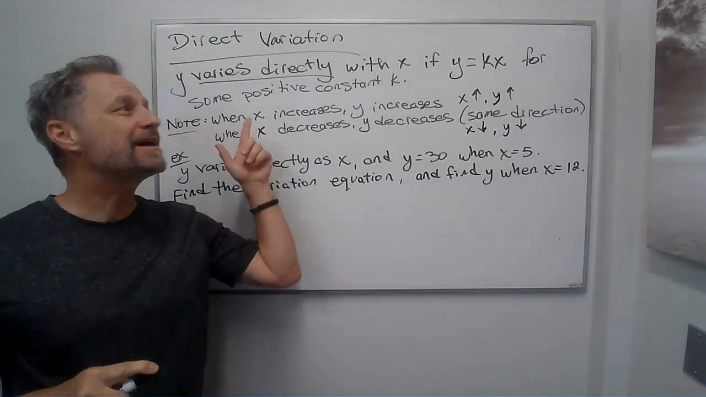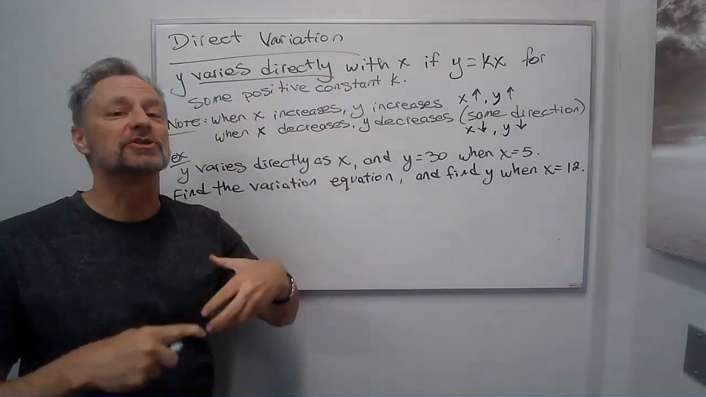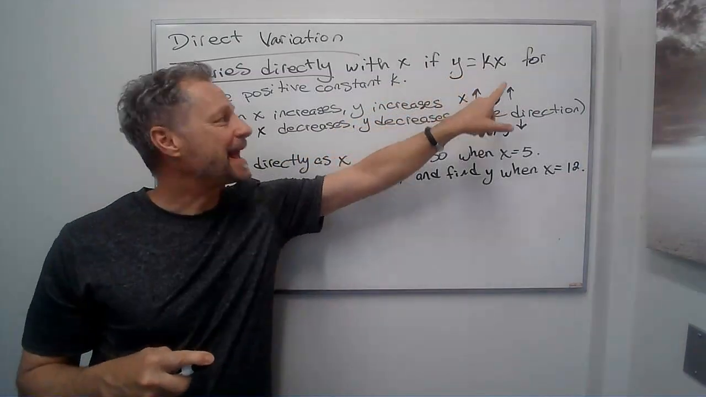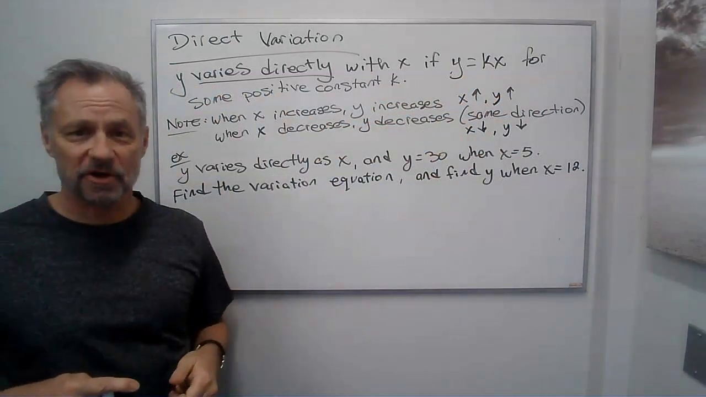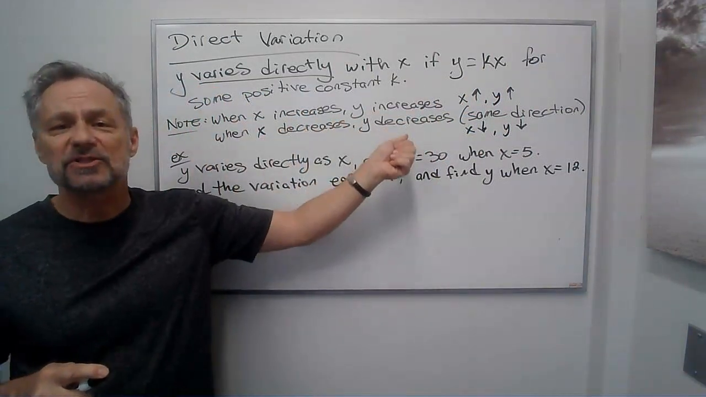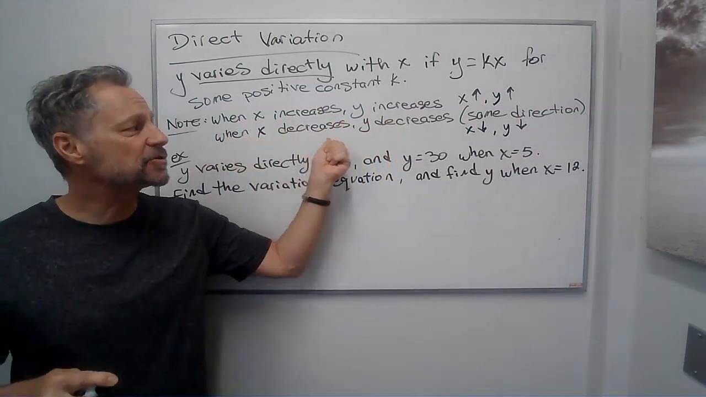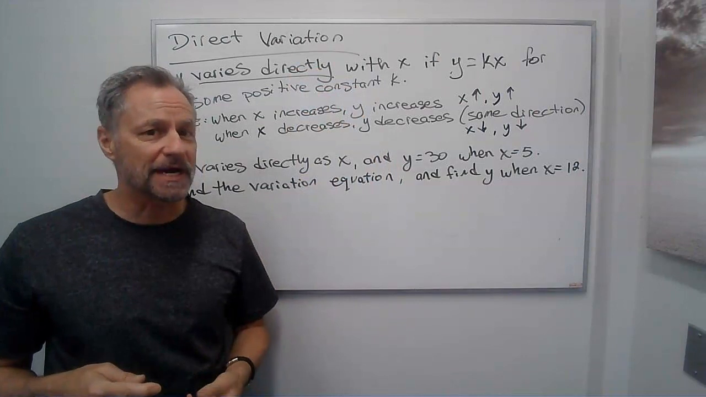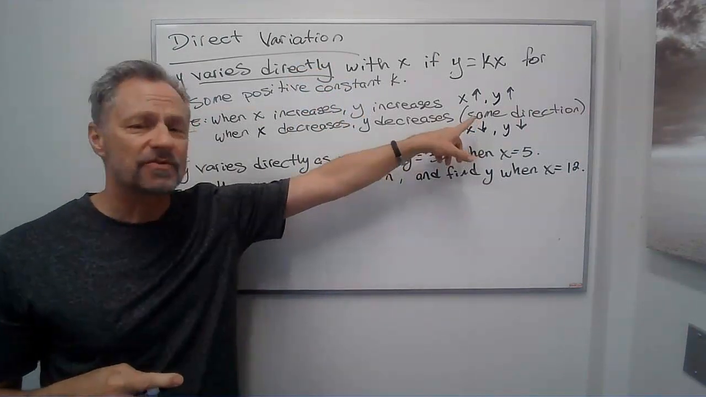If y varies directly with x, or as directly as x, that means that y equals k times x for some positive constant k. And so notice what happens. If x increases, y increases. If x decreases, y decreases. Direct variation means they go in the same direction. So that's what we've got there.